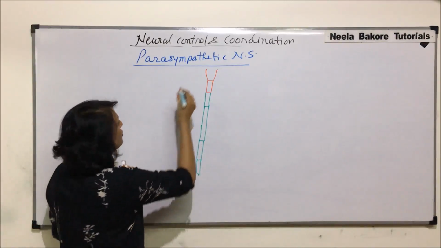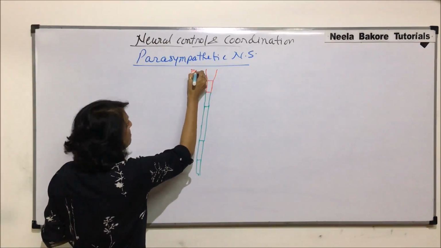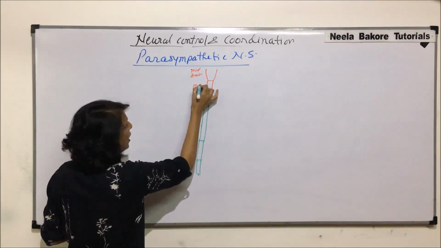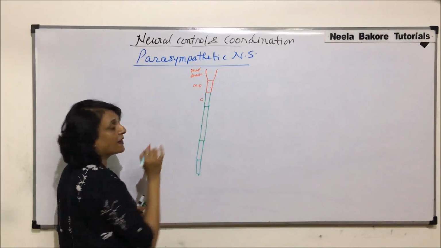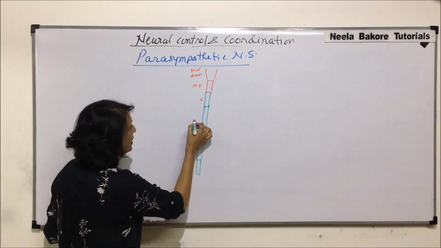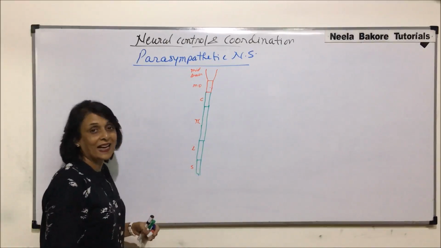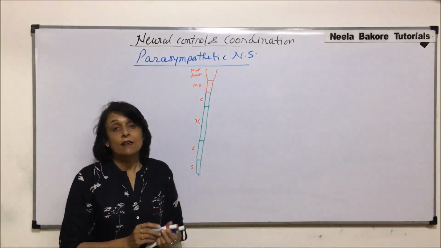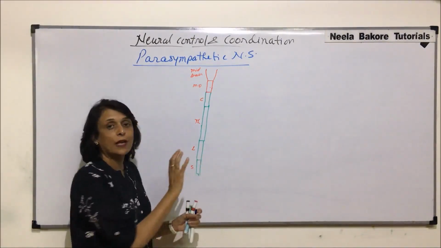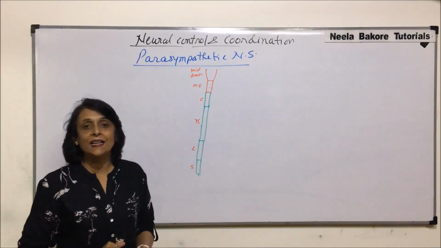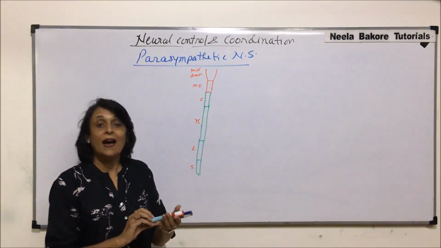What we have drawn here is the midbrain. This is the medulla oblongata. This is the cervical part of the spinal cord. This is the thoracic part, lumbar, and sacral part. And we have drawn this so that we have a reference from where these preganglionic nerve fibers arise.